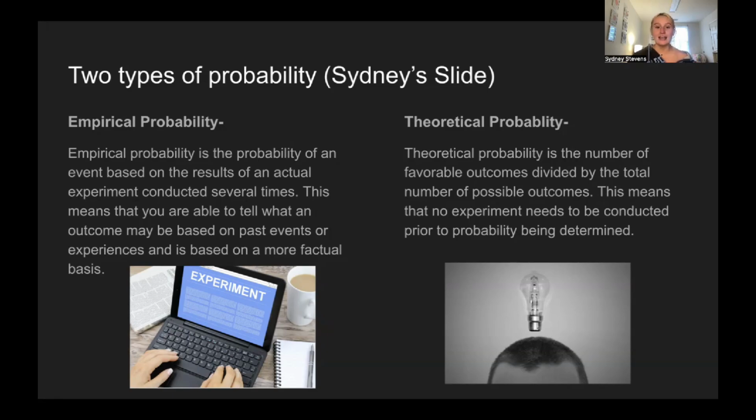On the other hand, there is theoretical probability. This is the number of favorable outcomes divided by the total number of possible outcomes. This means that no experiment needs to be conducted prior to probability being determined. Before choosing the type of probability you will use, you must analyze the situation prior. If there have been similar surveys before yours, then you would lean towards empirical, and if there hadn't, then you would lean towards theoretical. I'm going to hand it over to Michaela.